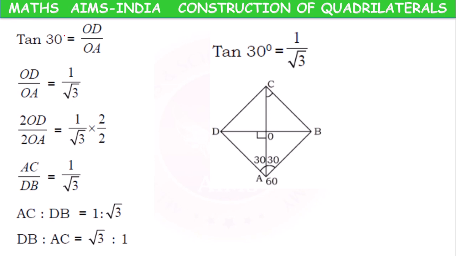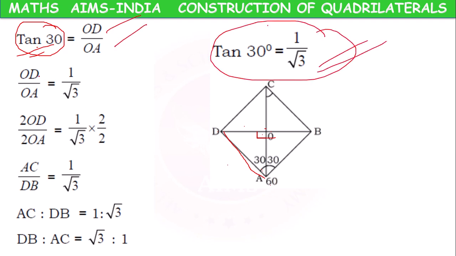In trigonometry, we have a formula. If you take tan 30, for 30 degrees the opposite side is OD, the adjacent side is OA. This angle O is 90 degrees, opposite to it AD will be the hypotenuse. So according to trigonometry, tan 30 value is OD by OA, but tan 30 equal to 1 by root 3. So OD by OA equal to 1 by root 3. If you multiply and divide with 2, 2 OD by 2 OA, the right side also with 2 by 2.